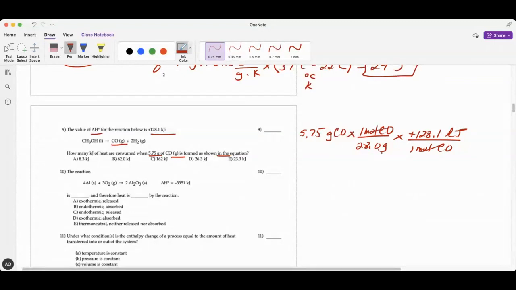Okay, so it cancels. It's grams of CO. That cancels. 5.75 divided by 28 times 128.1, and I get 26.3 kilojoules. And there it is, D.